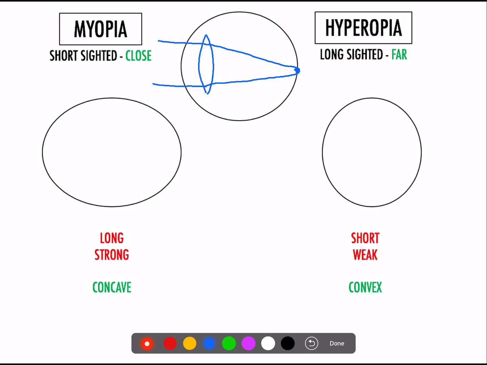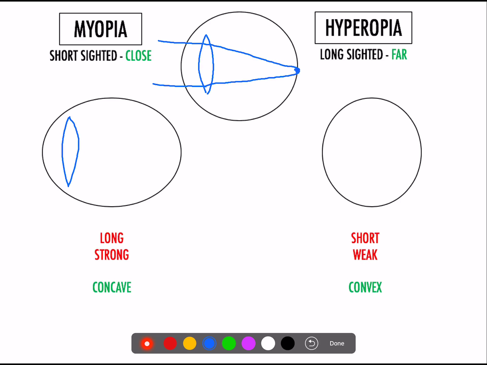However, we know that some people have myopia, which means they are short-sighted, so they can only see things that are close. If something's far away, they can't see that properly. And hyperopia is the opposite. Now, why does that happen? So let's look at myopia first. In myopia, there's 2 reasons. Either the eyeball is too long or the lens is too strong. So when we say too strong, we mean thick as well.